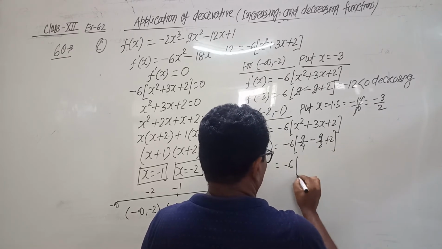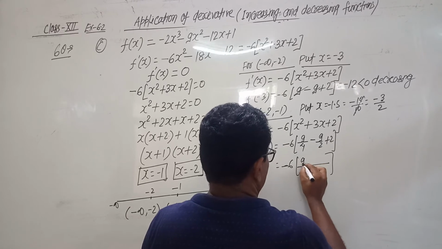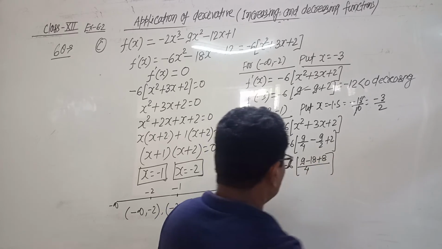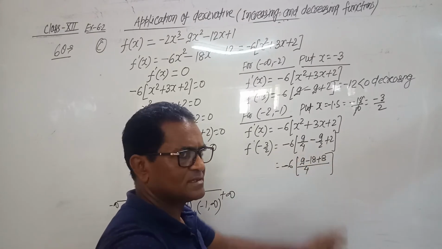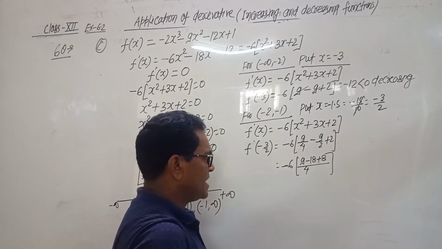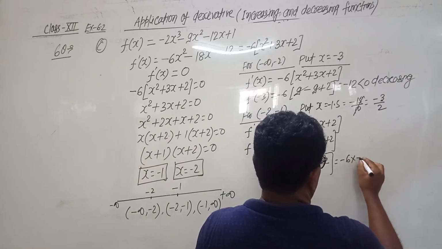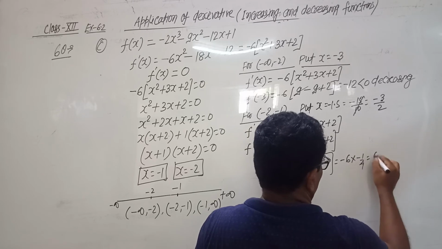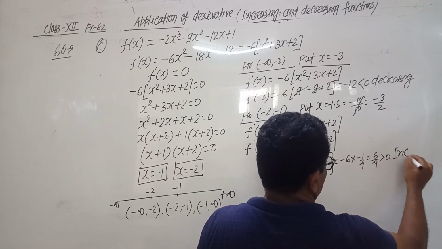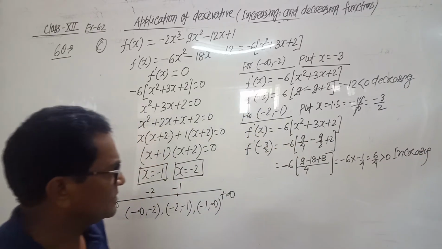Taking LCM, we get 4. So 9 minus 18 plus 8. 9 plus 8 is 17, and 17 minus 18 is minus 1. So it gives minus 6 into minus 1 by 4, which is plus 6 by 4, which is greater than 0. It means in this interval, the function is increasing.